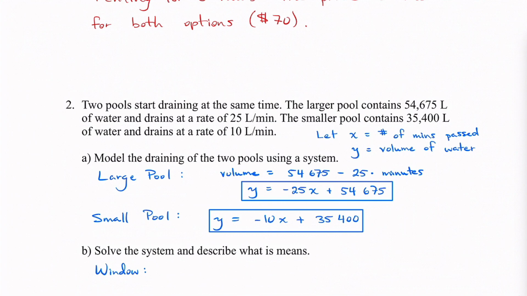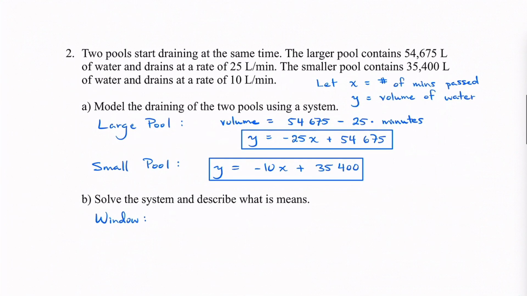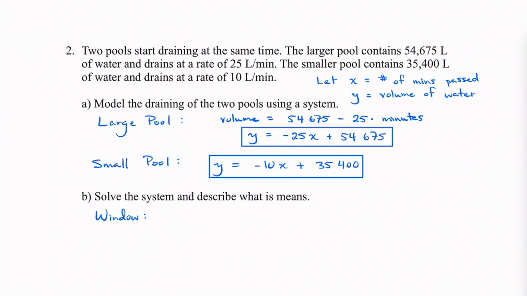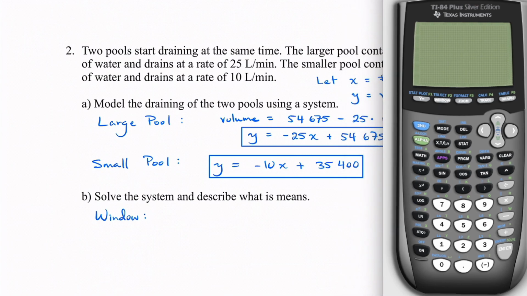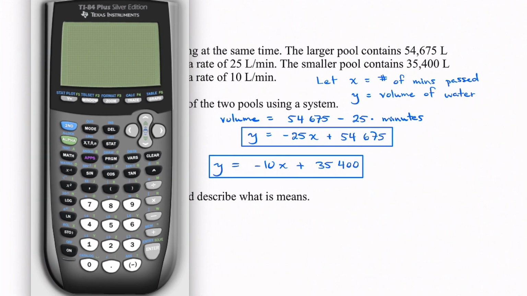Now for this one, part B, it says solve the system and describe what it means. So for this one, we're actually going to use our calculator to solve it. And to use our calculator, we have to be able to know how to enter stuff in and then also how to find where the crossing or intersection point is. So I'm going to pull out my calculator here, and then we are going to first type in these 2 functions.